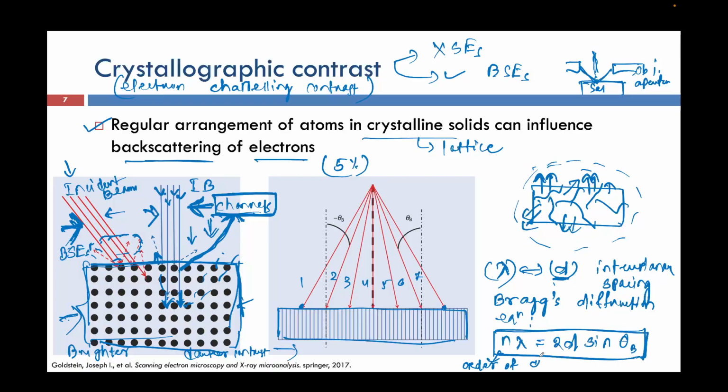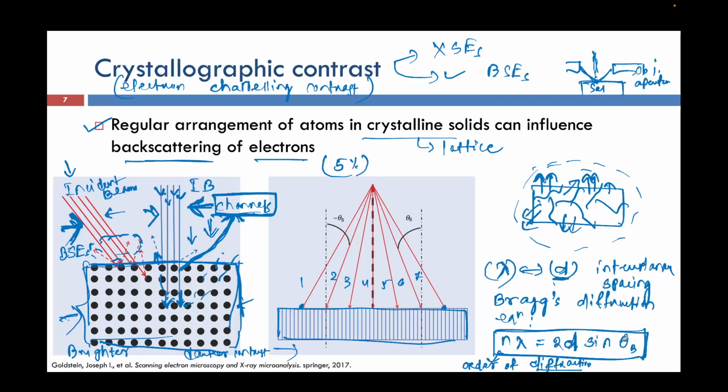Here I am saying the order of diffraction, but when we study Bragg's law, we will say order of reflection, because Bragg's law is an oversimplified version of the diffraction law. Bragg's law is derived considering that reflection is happening, considering the atomic planes are acting as a mirror. So lambda is the wavelength, d is the interplanar spacing, and theta b is the Bragg's angle.